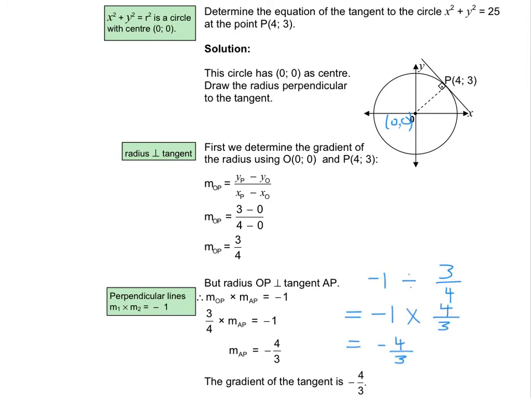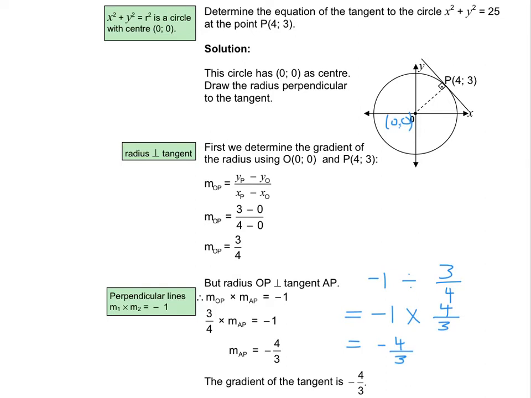Let's just revise the algebra. We said to get the gradient of the tangent alone, we have to divide the 3 over 4 into minus 1. That means if I change my division sign to a times, I have to toss my fraction and make it 4 over 3. Then my minus 1 times 4 is minus 4 over the 3.